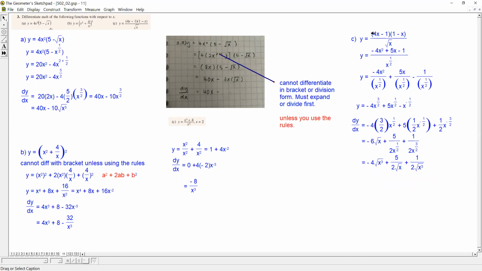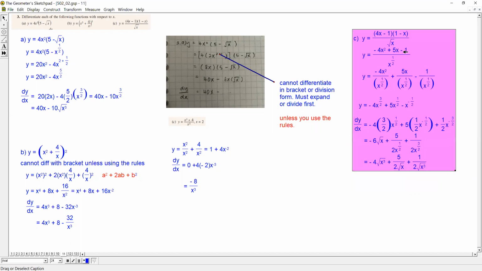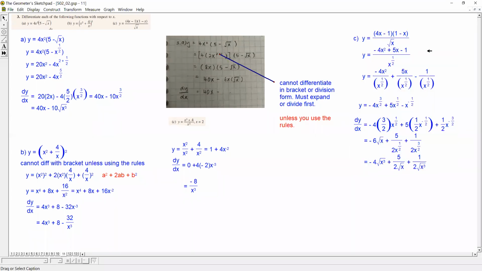So when you expand these two brackets, you will get this function, negative 4x squared plus 5x minus 1, right? Now how do I get it? Here, this is 4x, this is negative x. 4x multiplied with negative x is negative 4x squared. Then how to get the term involving x? I will gather here. 4 times 1, negative 1 times negative x. So 4 times 1 is 4x.